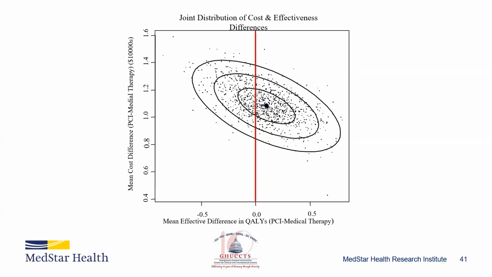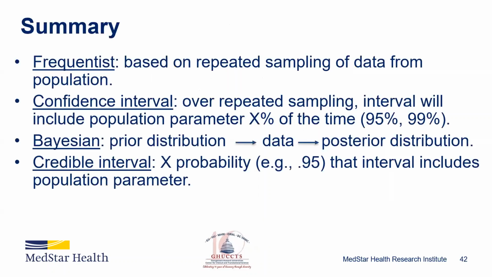So in summary then, our frequentist position, remember, is based on repeated sampling of data from a population. And the confidence interval means that over repeated sampling, the interval will include the population parameter some percent of the time, whether it's 95, 99%, or 90%.